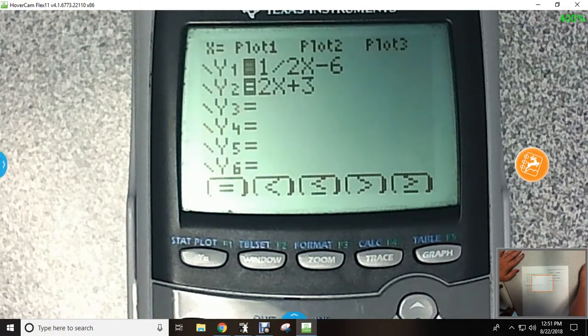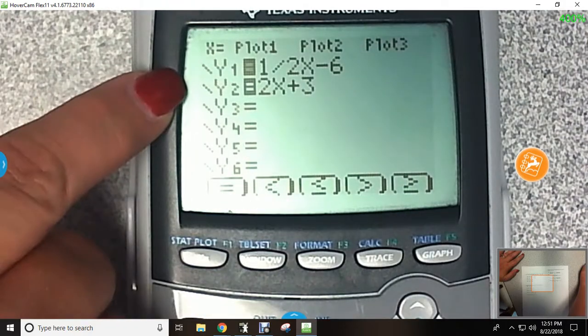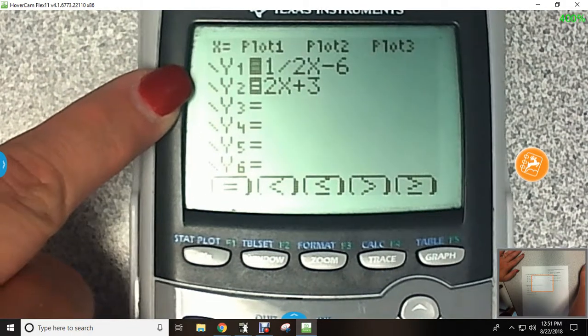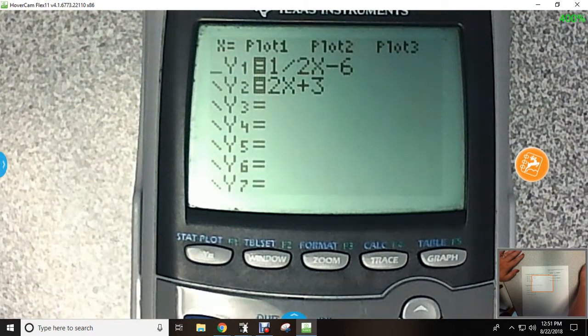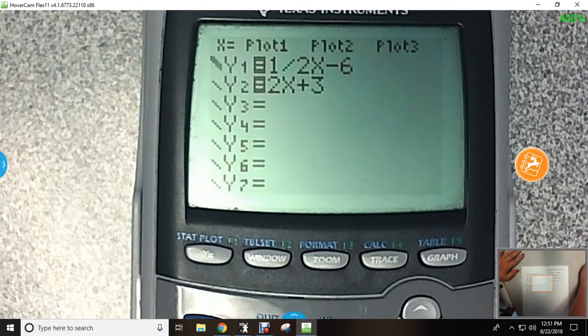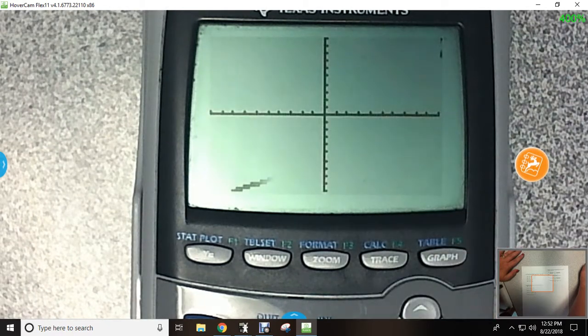So here's how you can change these lines so that they look a little bit different. As long as you've got an equal sign for both of those, arrow over to the left of your Y1 and press enter one time. Notice it made your line bold instead of just a regular line. You can continue to press enter and you've got lots of other options. But I want to go back to the one that is just bold. Now that I've made it bold, hit graph and you can see that it graphs bold.